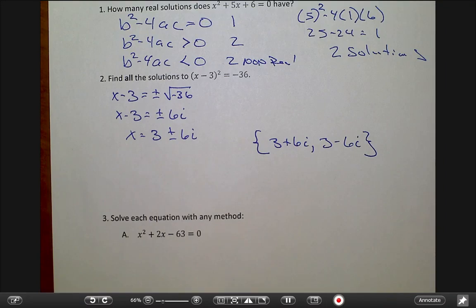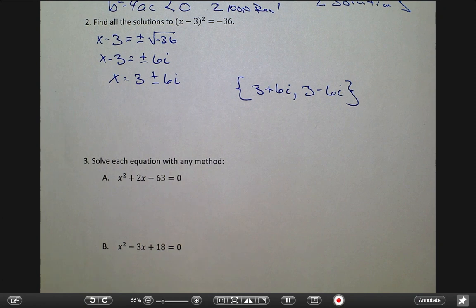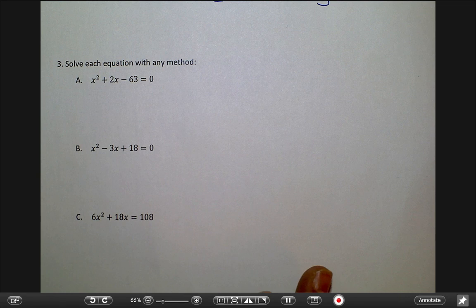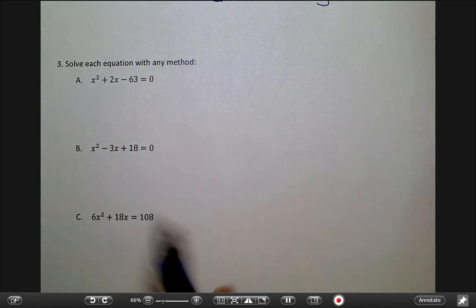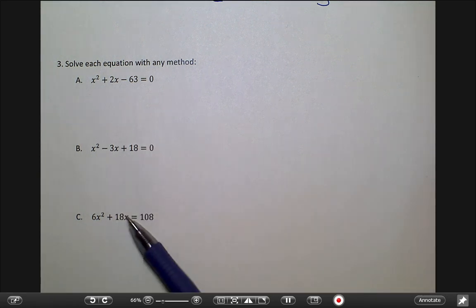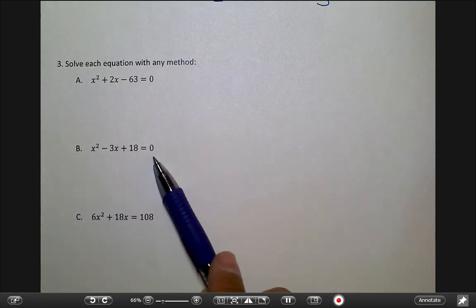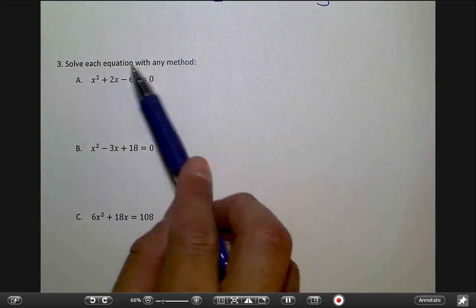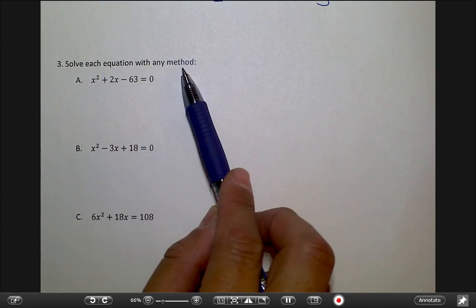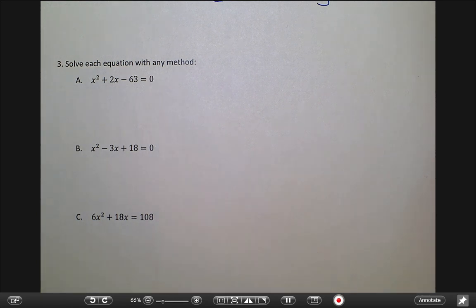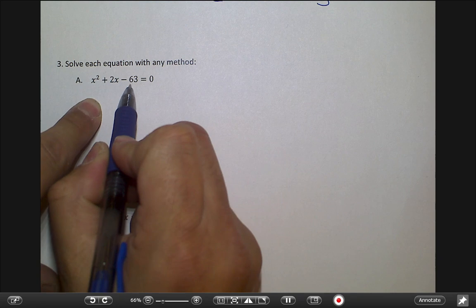All right, and solve using any method. I'm going to try different methods on each one of these. This last one I'm going to use completing the square, or not completing the square, quadratic. And how can I always check my answers? Can I put in the graph and look and see where it's equal to 0? Yeah, okay. Any method. Is a calculator a method? Yeah. Okay.